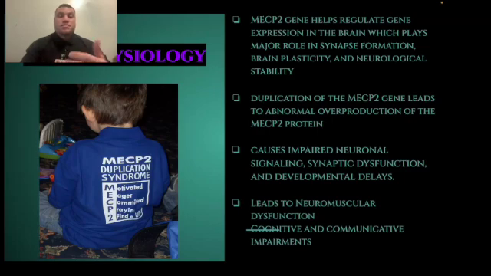So, the duplication of the MECP2 gene leads to abnormal overproduction of the MECP2 protein, which in turn causes impaired neuronal signaling, synaptic dysfunction, and developmental delays. So, two major effects from the cause of this would be neuromuscular dysfunction, such as hypotonia and intermittent spasticity. Another would be cognitive and communicative impairments, often with severe intellectual disability and limited speech.